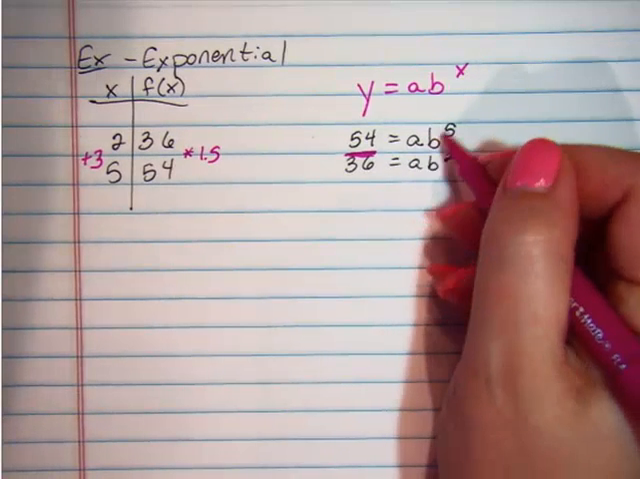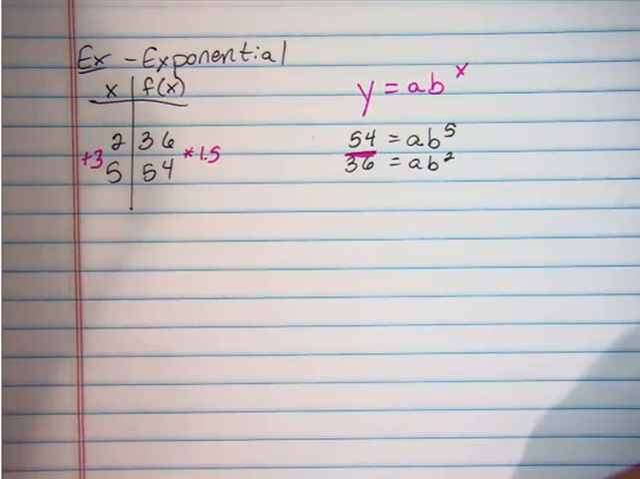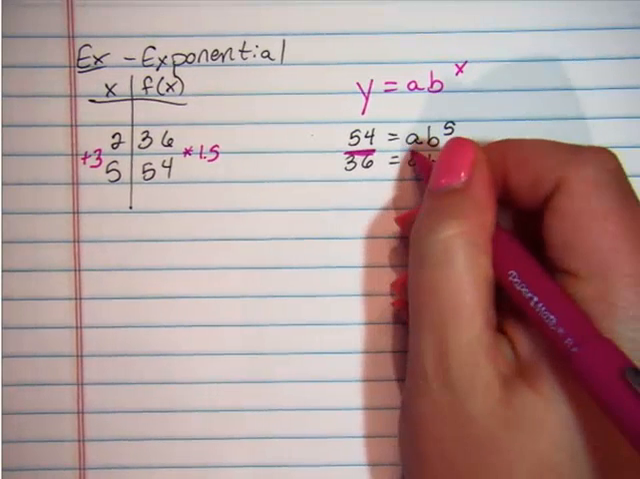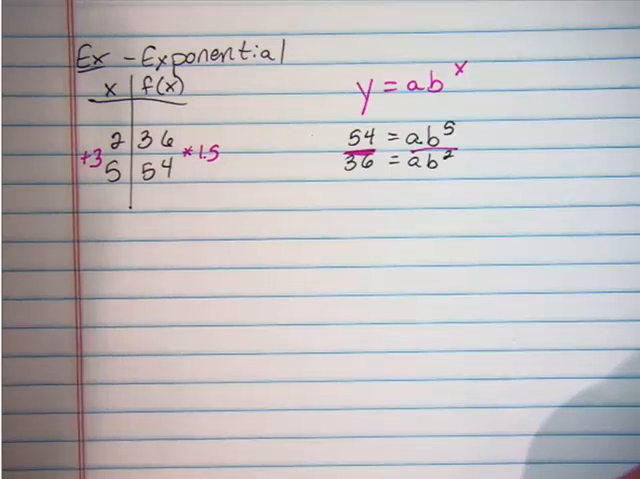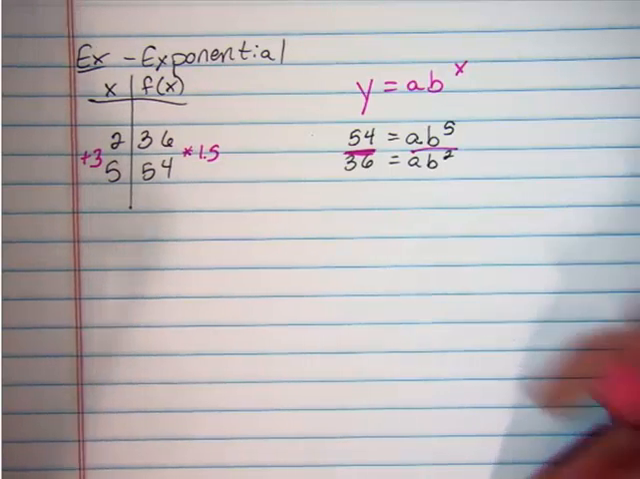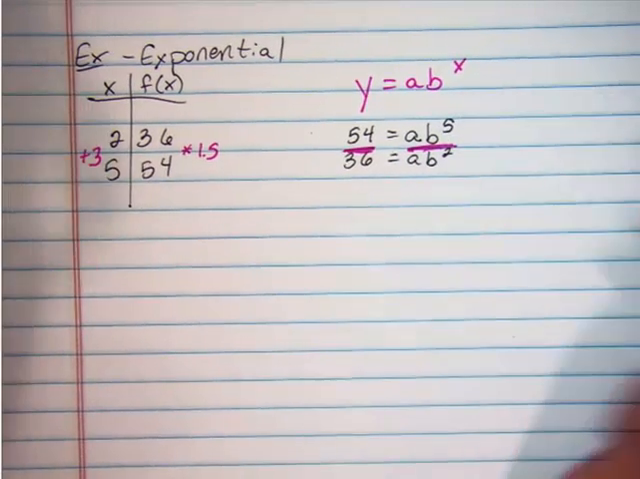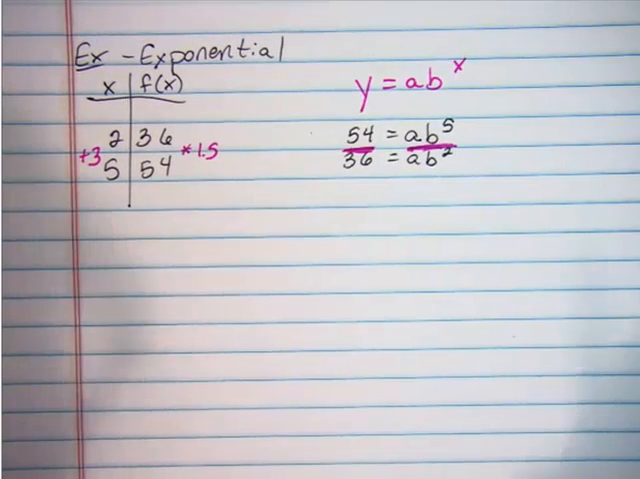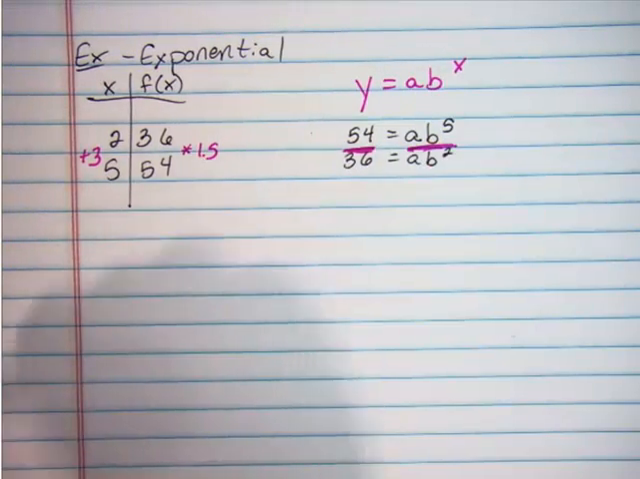Well, dividing ab to the 5th by 36 is not going to be very helpful. However, dividing ab to the 5th by ab squared is helpful. They're like things, so they're going to cancel out. Now, what I did to one side, I did to the other side. It's just a different notation. 36 equals ab squared. So if I divide one side by 36, I can divide the other side by ab squared. So when I do that, 54 divided by 36 is 1.5.